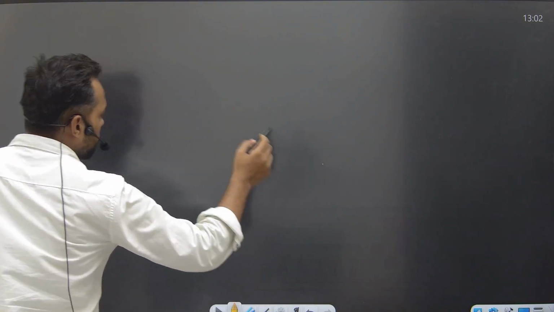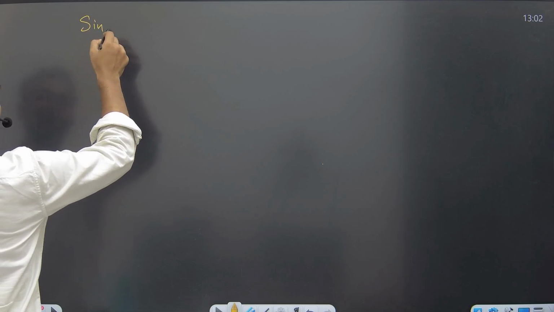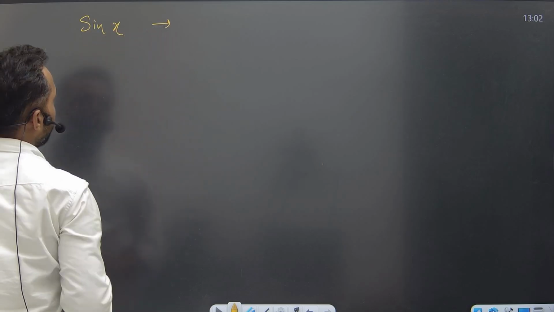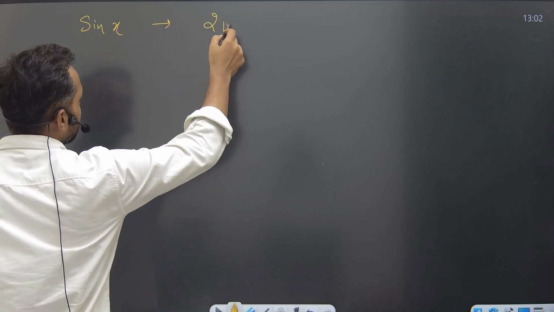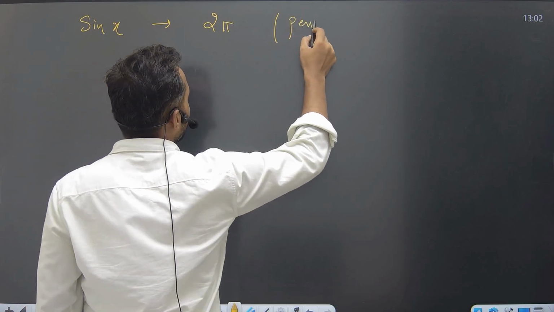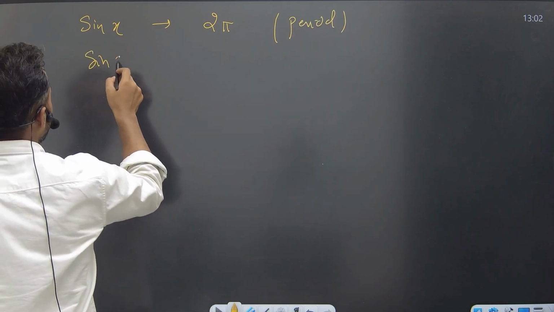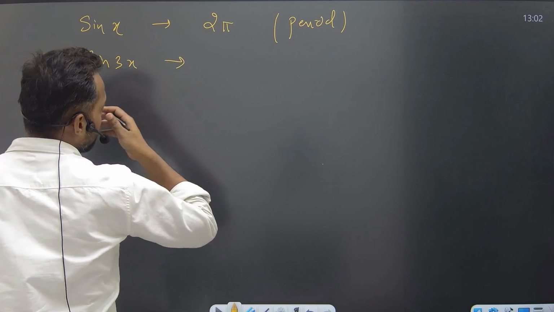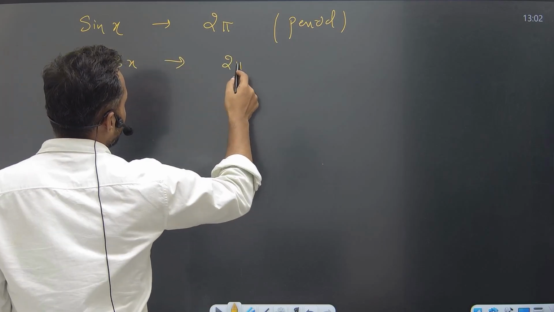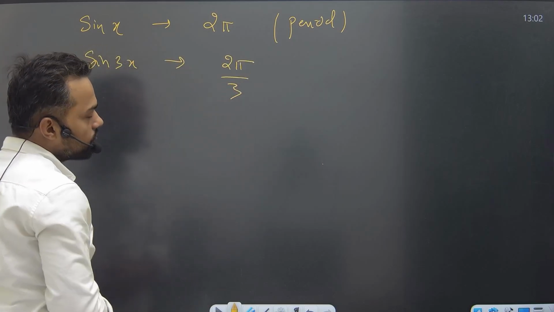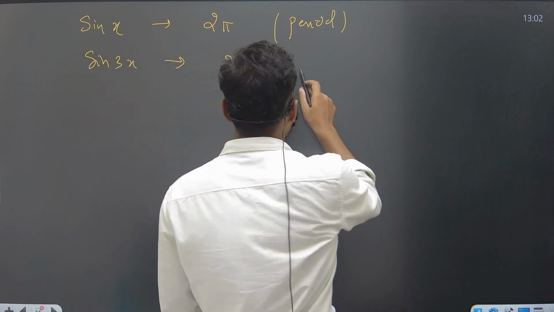I have already told that for sine x, what is the period? That is 2 pi. 2 pi is the period, or 360 degree. So for sine 3x, what will be the period? It will be 2 pi by 3. That is equal to 120 degree.